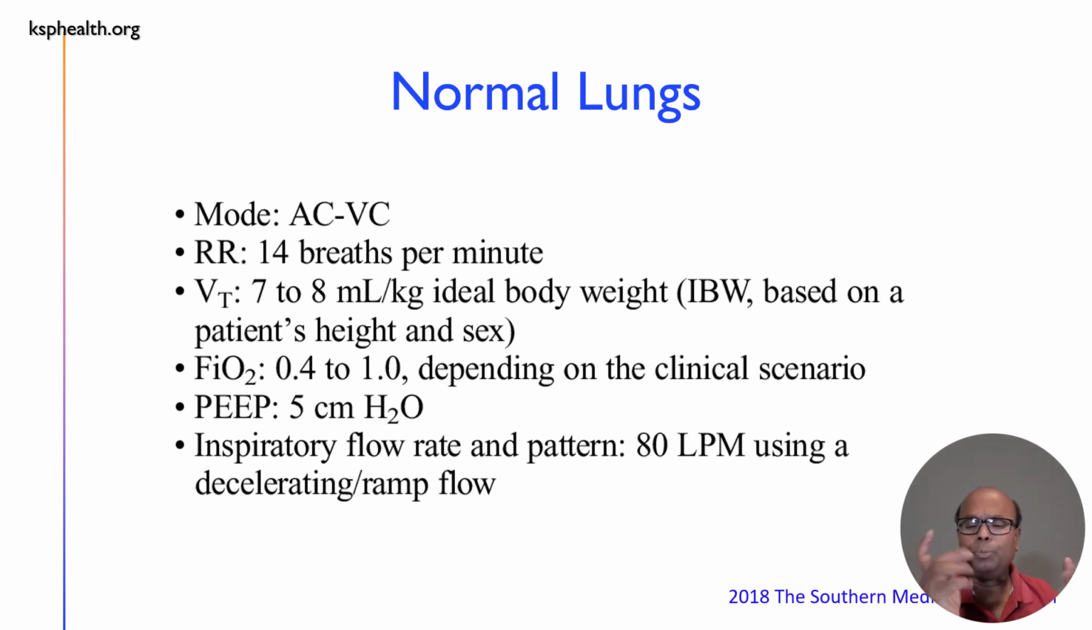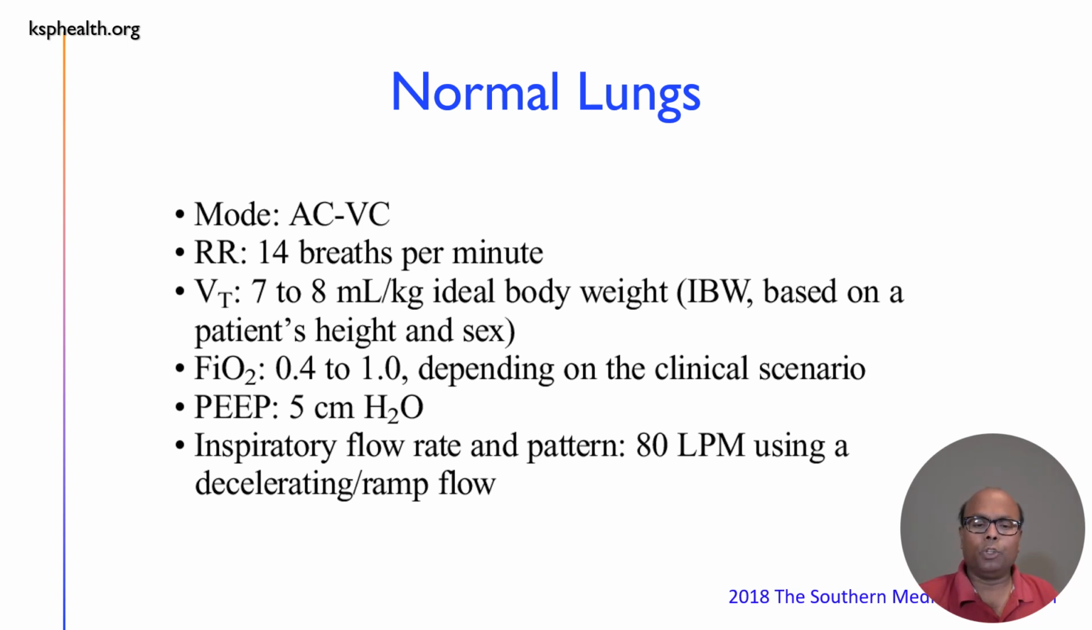Normal lungs means either post-operative, a patient with pneumonia, kind of regular bread and butter. Normally, we choose assist control, volume control in those patients. This is an adult value. The respiratory rate is 14 breaths per minute. In children, you have to choose the respiratory rate based on the age of the patient. Tidal volume, aim for 7 to 8 ml per kilo of ideal body weight. FiO2, one can start with 0.4 and escalate it, or start with 100% and wean down.